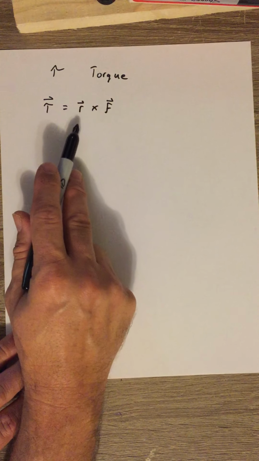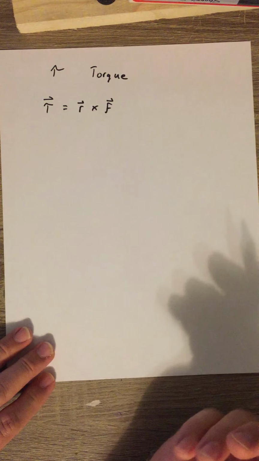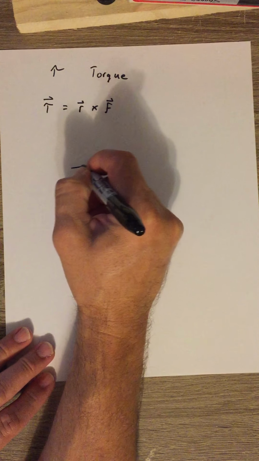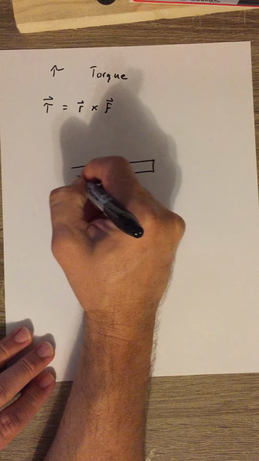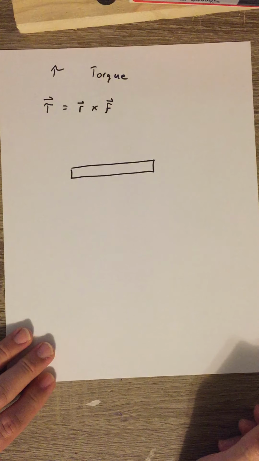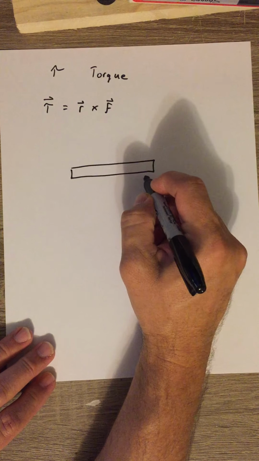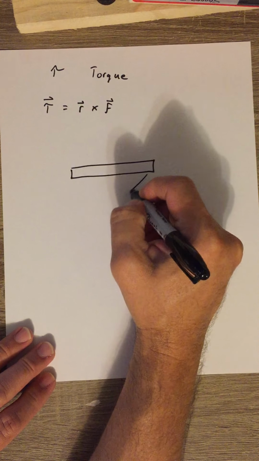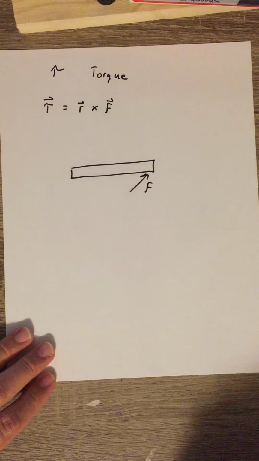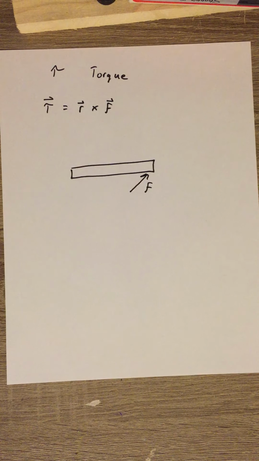So we'll talk about what these vectors actually are. Say I have some sort of object. Let's just make it simple, like a bar. And let's say that I'm going to apply a force that looks like this. Here's my applied force. Now, when I'm going to calculate a torque, it's no longer good enough to just say it's this force and that's it, right?